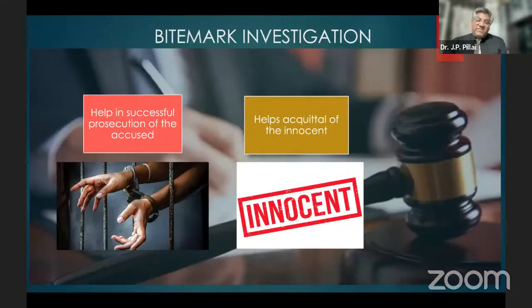Now, the bite mark investigation point. Why do we have to do this bite mark investigation? Only for two reasons. One is that the outcome of the investigation will either help in successful prosecution of the accused.